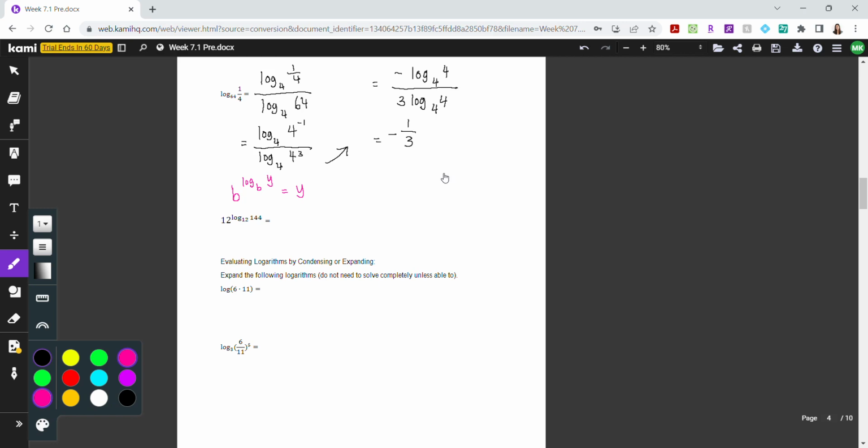All right. So let's look at this question. We have 12 to the power of log base 12, 144. Straight away, I know because if we were to label this, this is b, this is b, this is y. That means I need my answer to be y. All right. So that means 12 to the power of log base 12, 144 would equal 144. All right.